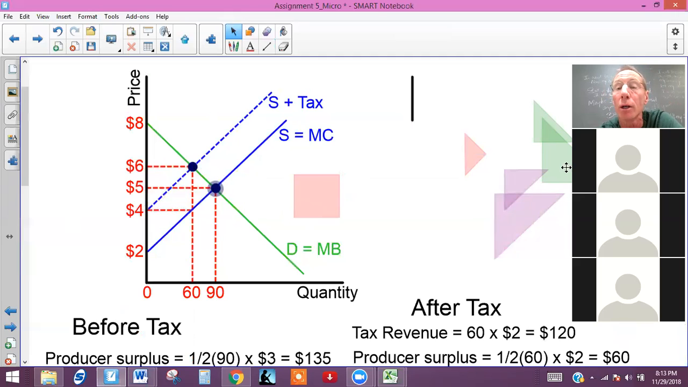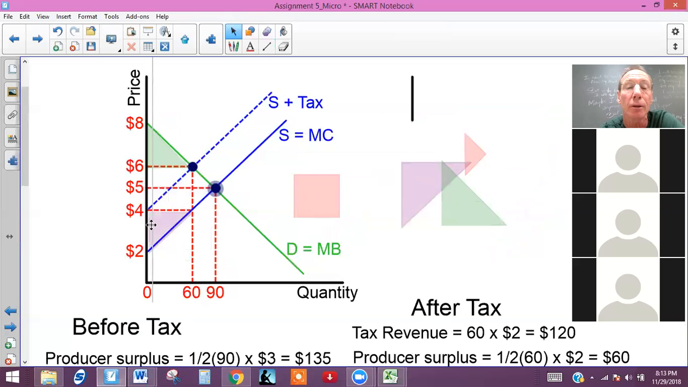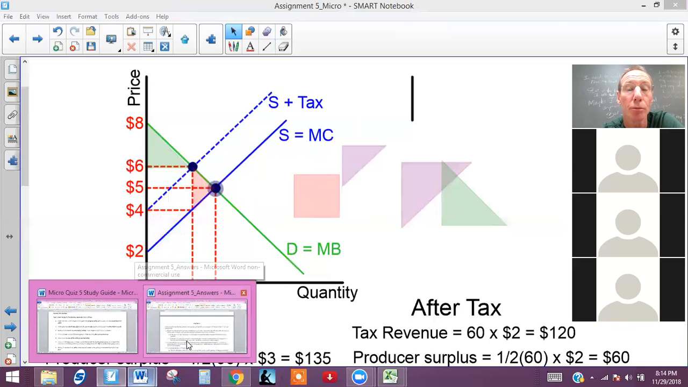Also, review over the changes in the surplus. This is the consumer surplus before the tax, and this is the consumer surplus after, right? And this is the producer surplus before the tax, and this is the producer surplus after, right? And this is the deadweight loss. Okay. So that's what you need to know for that. And you'll have no problem with any equation.